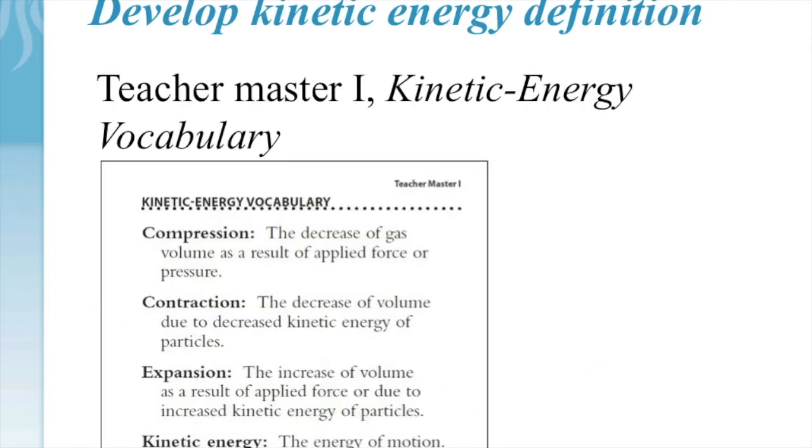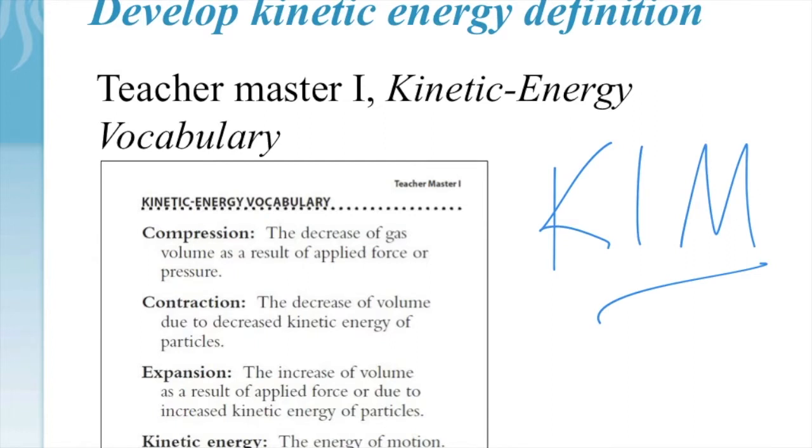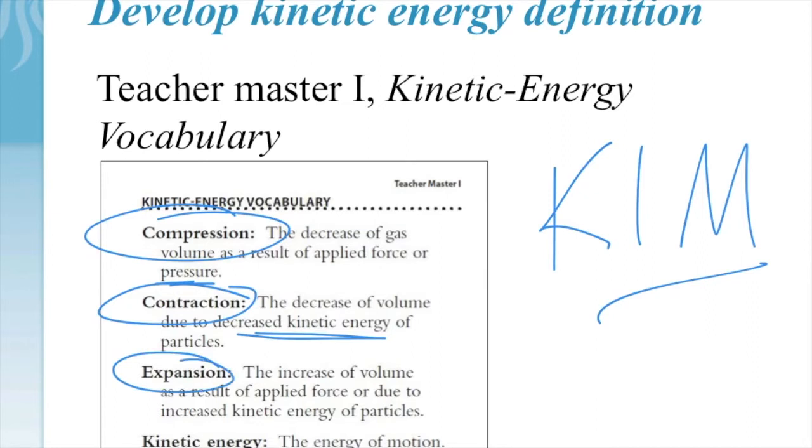So let's do a little summary of our kinetic energy, compression, contraction, and expansion as we've talked about so far with gases and liquids. What I'd like you to do is to pull up that KIM vocab term and add these ones to it. Again, compression is the decrease of gas volume, meaning it gets smaller because of pressure. Contraction is due to a decreased kinetic energy when it gets cooler. And then expansion is the increase in volume, which can be either forced or caused by increased kinetic energy.